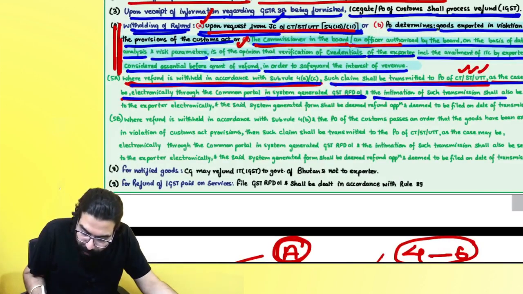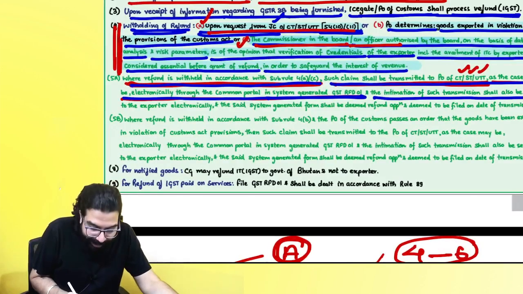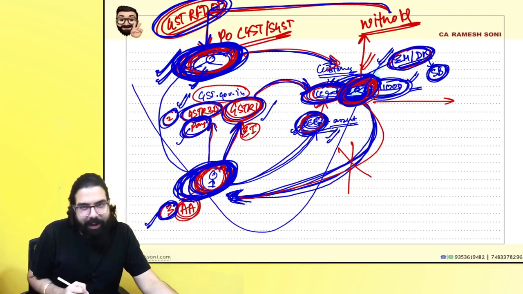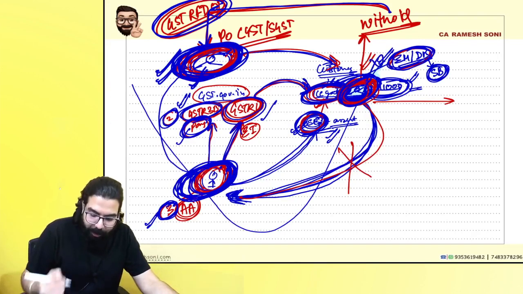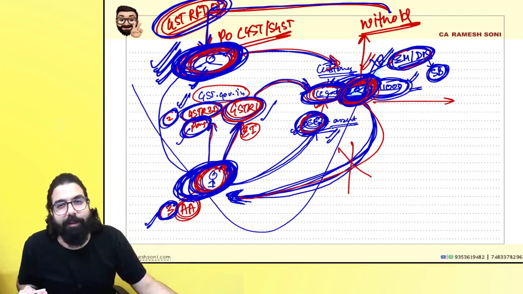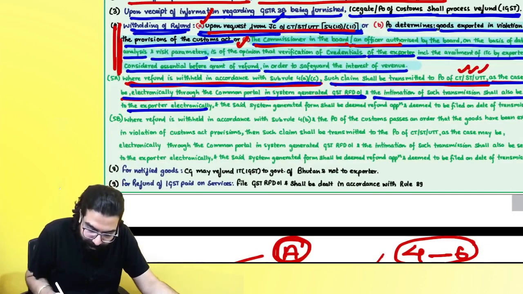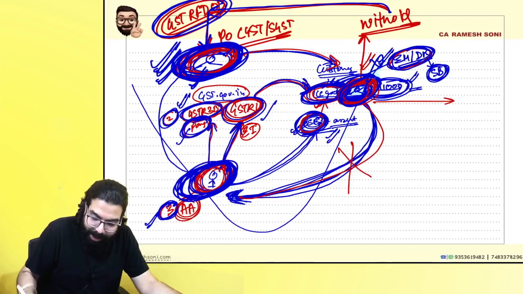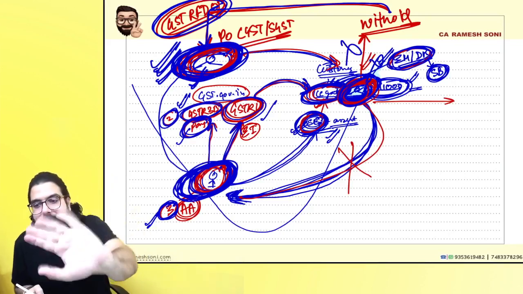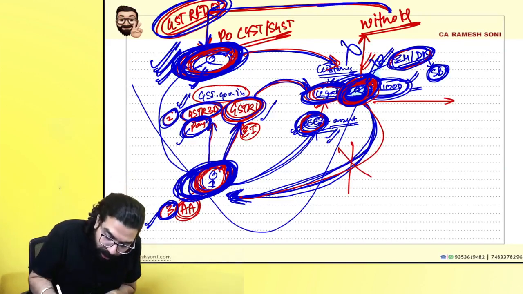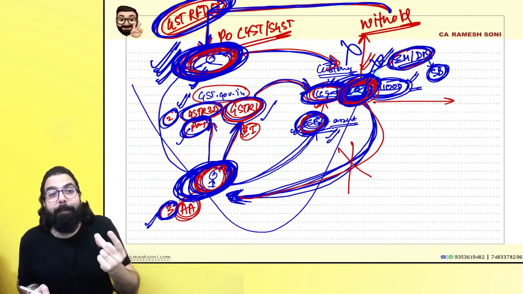And the intimation of such transmission shall also be sent to the exporter electronically. Means he will also be informed that now your refund will not be processed by him, it will be processed by the other officer. Automatically GST RFD01 has been generated. And the said system generated form shall be deemed refund application. Now your shipping bill is not your refund application. Your shipping bill is not your refund application. Now automatically this GST RFD01 got generated. This is your refund application.